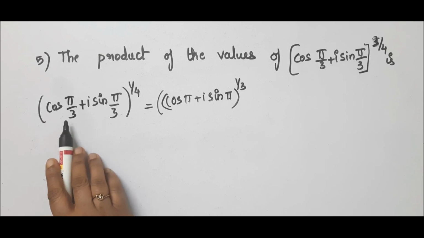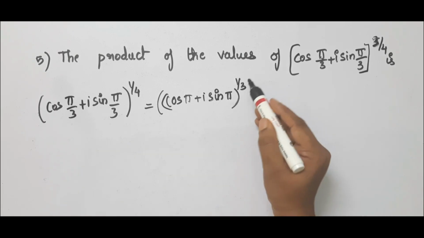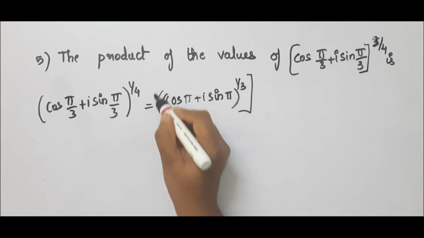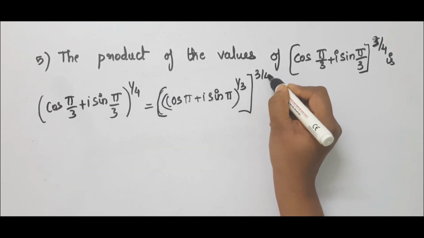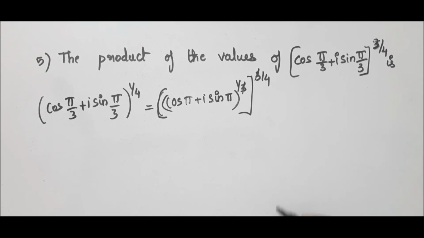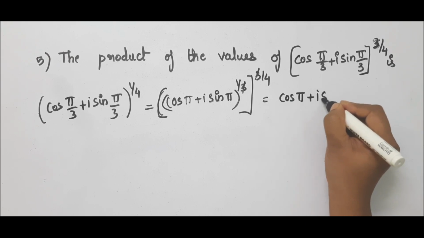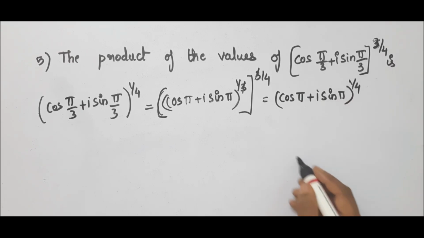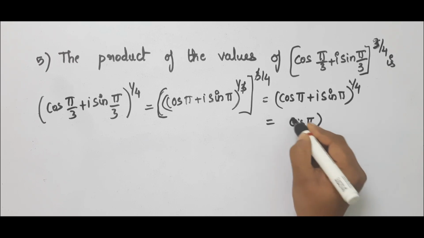Understood? If we take in place of n as 1 by 3, this becomes cos n pi plus i sin n pi. This we can write as (cos pi plus i sin pi) whole power n. So in place of n we have taken 1 by 3, I have just written here 1 by 3 whole power, they have given us 3 by 4. Now 3 cancels. So this is equal to (cos pi plus i sin pi) whole power 1 by 4.